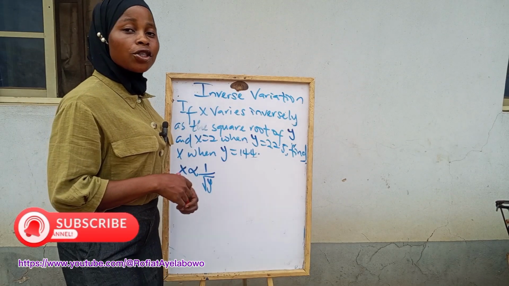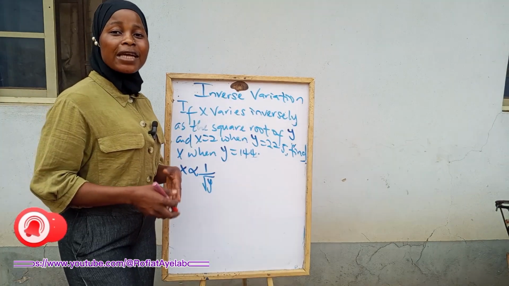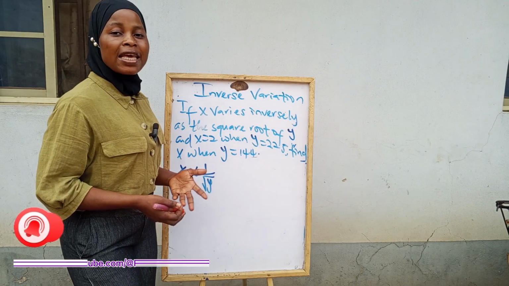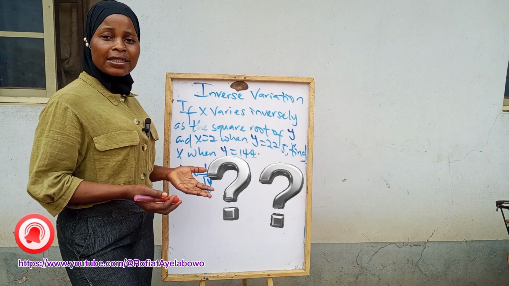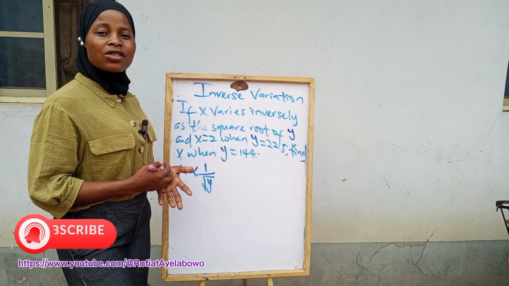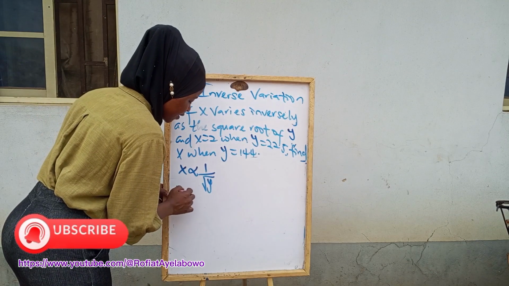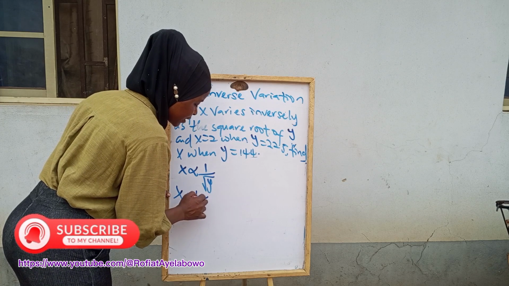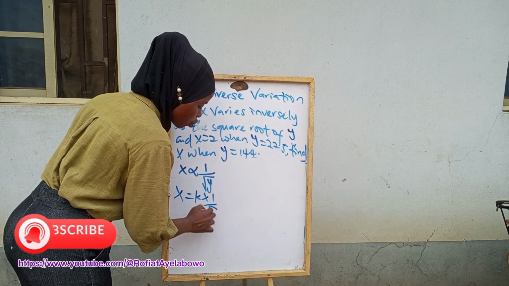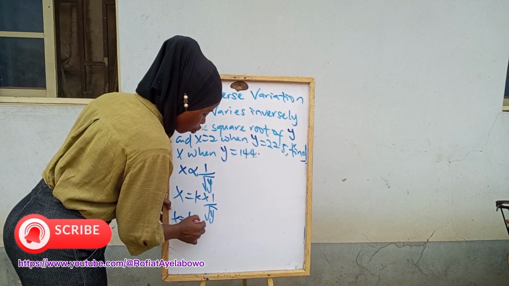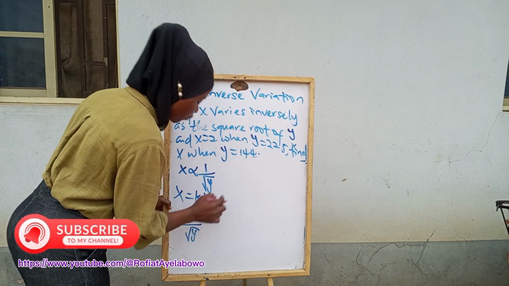So the next thing that we are going to do here is to introduce our constant k and change the variation sign to equality sign. Why are we introducing our constant k? To show the rate at which they are proportional. You have x is equals to k times 1 over square root of y, and we have x is equals to k over square root of y.